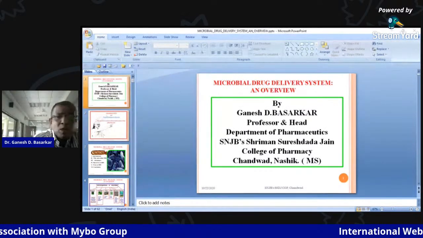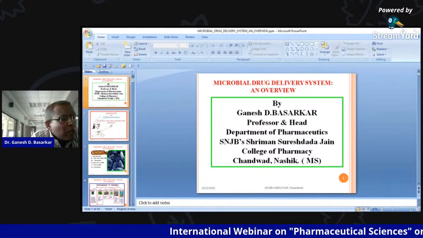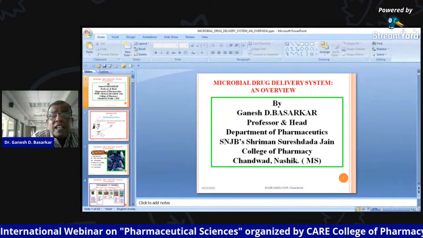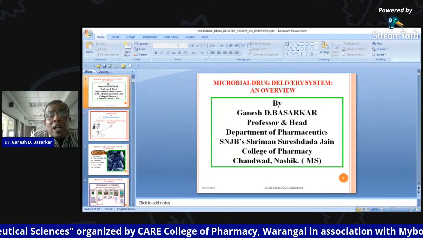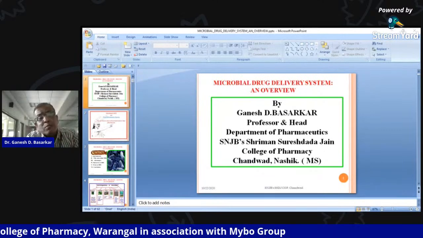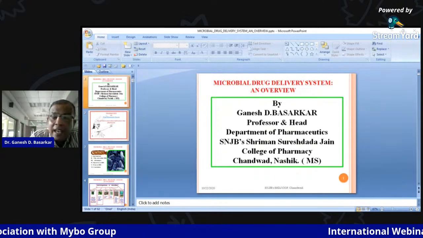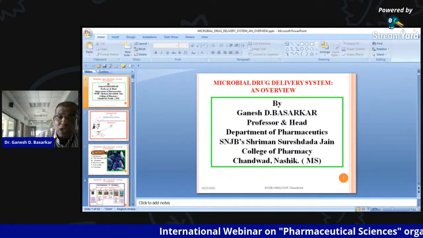Now, as pharmaceutical scientists, we know these are the conventional drug delivery systems. Whenever a drug is discovered or synthesized, the very first drug delivery system that comes to the mind of the pharmaceutical scientist is the oral drug delivery system. These are a couple of the conventional drug delivery systems: oral, buccal, rectal, intravenous, subcutaneous, et cetera. I have not mentioned them all, but these are the few conventional ones we know.